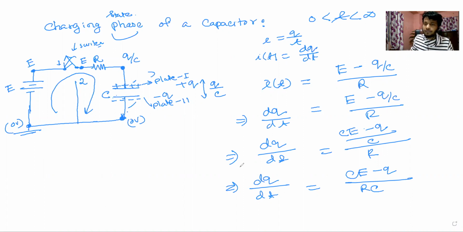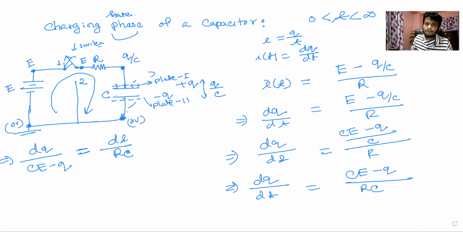Okay. So now if we rearrange this equation, we can write it in this way. It is dq upon (CE minus q) equals dt by RC, isn't it? Correct. We can take this term as a denominator on the left side, and we can take this term as a numerator on the right side. So now what can we do?